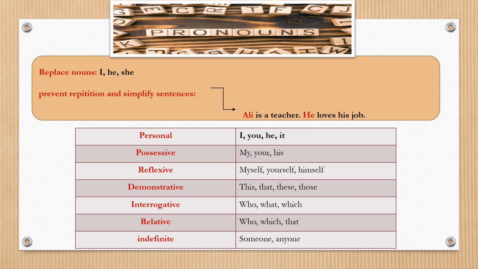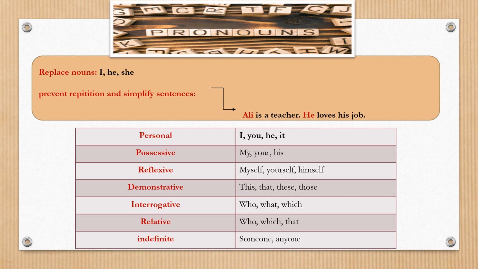Let's look at this example. Ali is a teacher. He loves his job. Instead of repeating Ali twice, we use the pronoun he to avoid repetition and make the sentence smoother. That's the power of pronouns. Now, there are different types of pronouns. Let's go over them briefly.